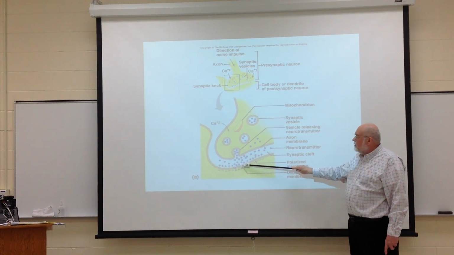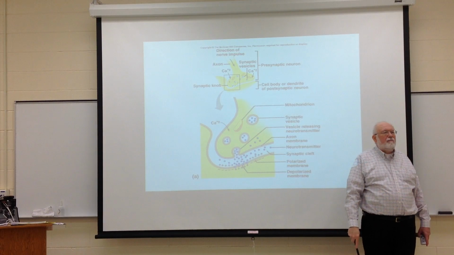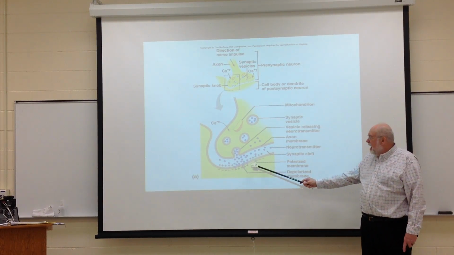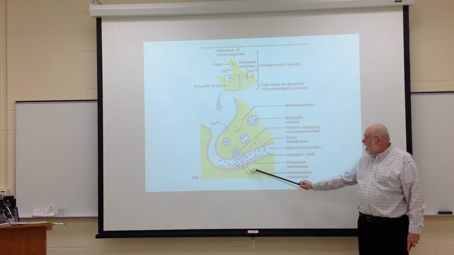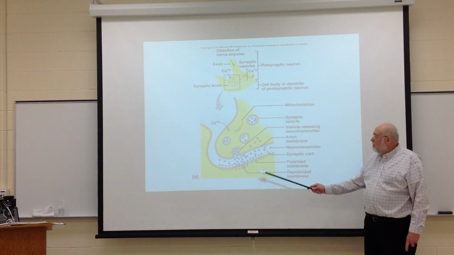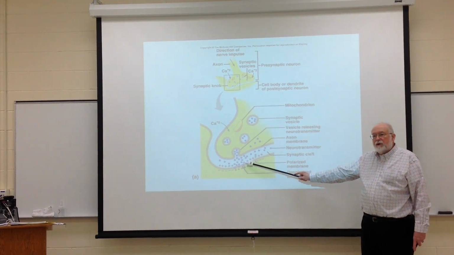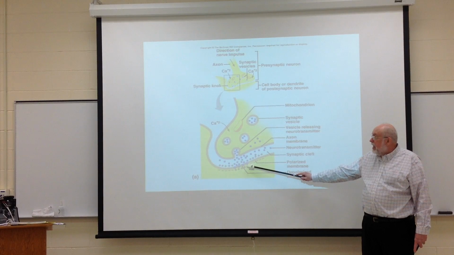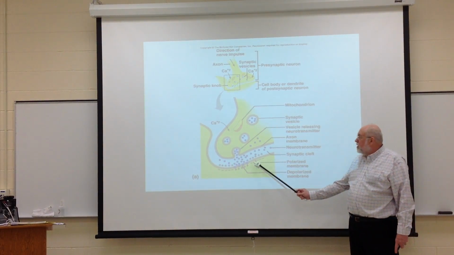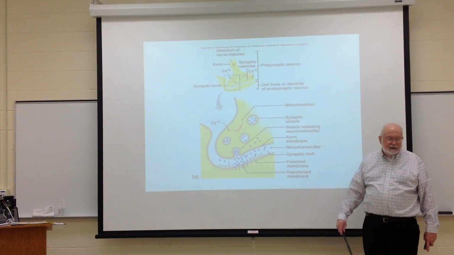It comes over here, diffusing across and combining with the neurotransmitter receptors that are embedded in the membrane here of our postsynaptic neuron. All right? Binding of the neurotransmitter, the acetylcholine, let's say, causes an opening of the sodium ion channels, and that part of the membrane is now depolarized.